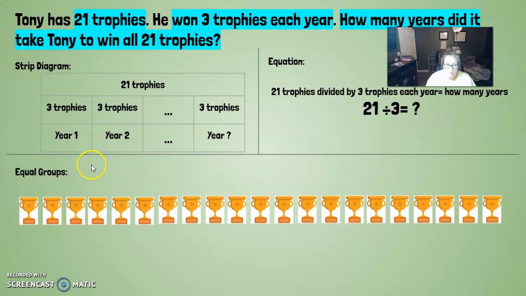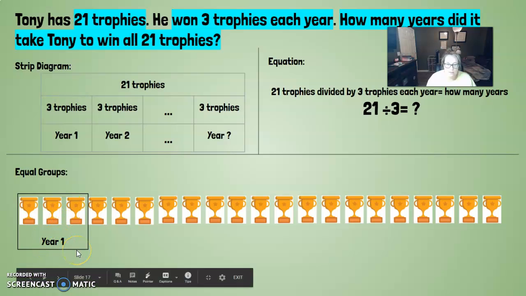So for this problem, for my equal groups, I have my 21 trophies. I know that he gets 3 trophies each year. So the way I'm going to solve this problem with equal groups is I'm going to circle groups of 3, and I'm going to put the year that it was. So here's my first one. I circled the first group of 3, and that was year number 1. I'm going to circle my next group of 3, and that was year number 2. I'm going to circle my next group of 3, and that was year number 3.